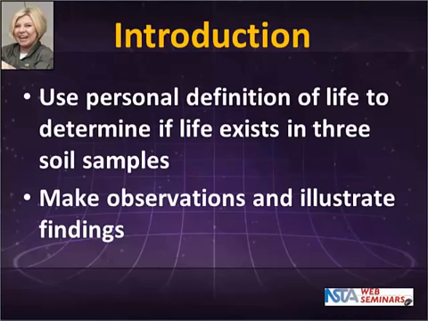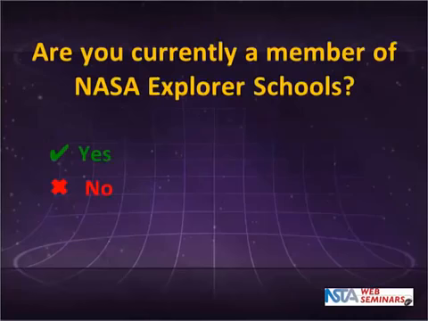And you're going to adjust that according to grade level. Wording of the definitions, again, according to grade level. And you will choose the extension activity that you want to do with this. I'm kind of gearing this toward middle school, but you can take this up or down, and I'm going to give you a lot of extensions that you can actually do with that. So again, just to review, use personal definitions of life to determine if life exists in 3 separate soil samples, and they will be making observations and illustrating those particular findings.